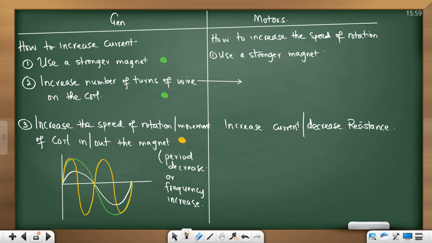Generators and motors. Then we can look at what? AC and DC. Or we can just answer questions straight there. I'll use the diagrams and the questions to explain a few more concepts. 2 minutes or 1 minute to finish this page.